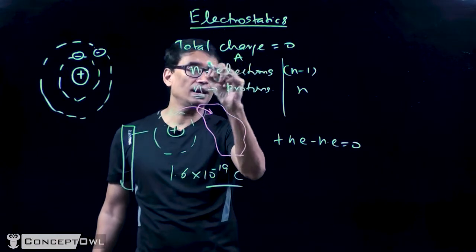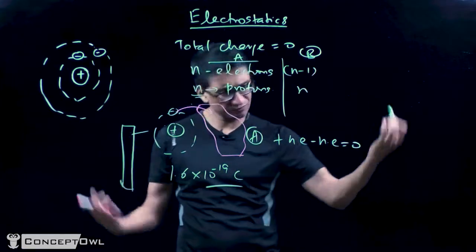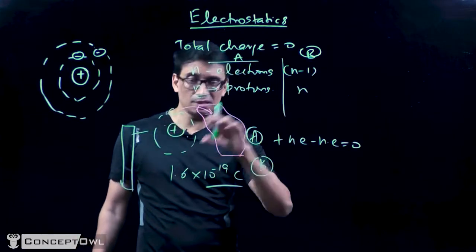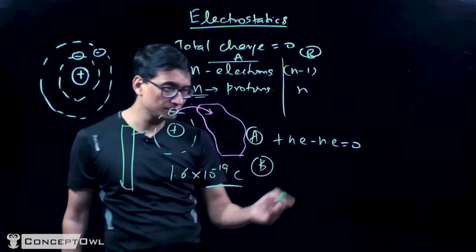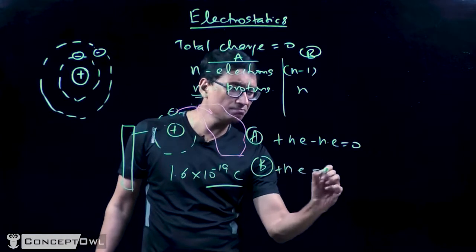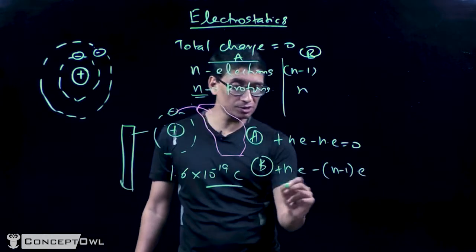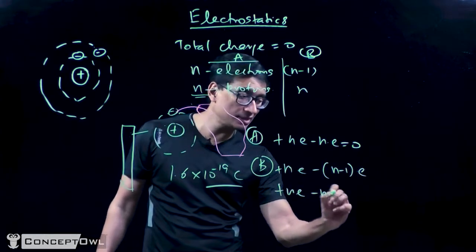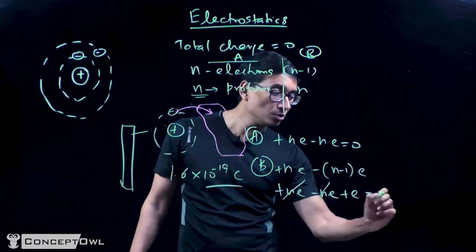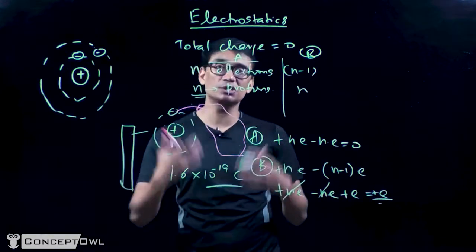Let's call this scenario A and let us call the other scenario B. So in scenario A, you would have plus Ne minus Ne, 0. In scenario B, for the glass, you have plus Ne minus (n minus 1) into E. Now this is no longer 0. Why? Because now this would be plus Ne minus Ne, and we'll have plus E. So this is now equal to plus E, which is no longer 0. So now this rod would become positively charged.